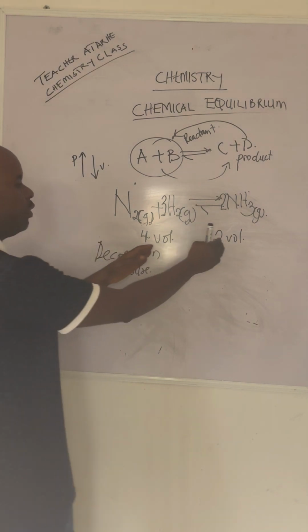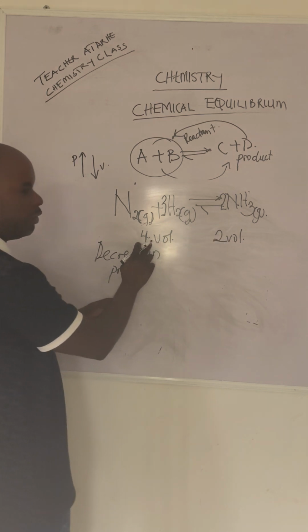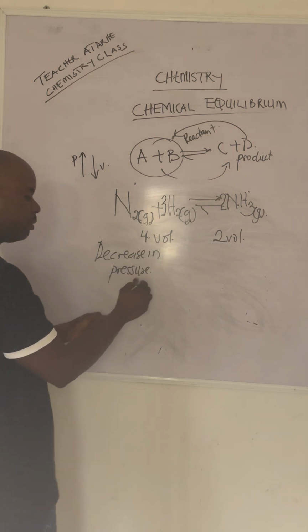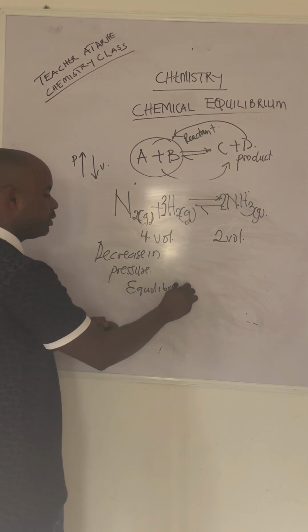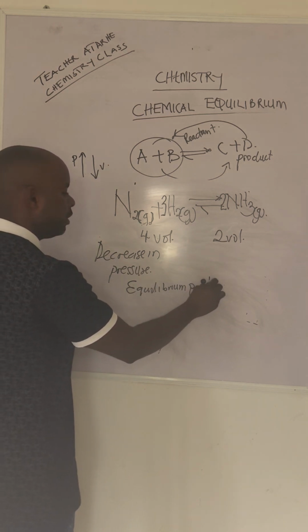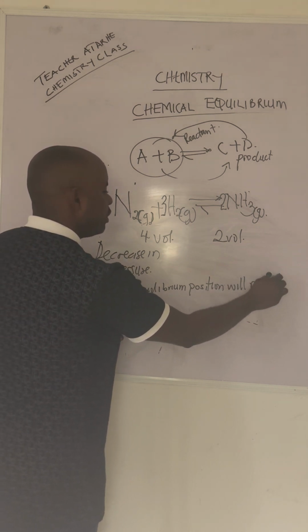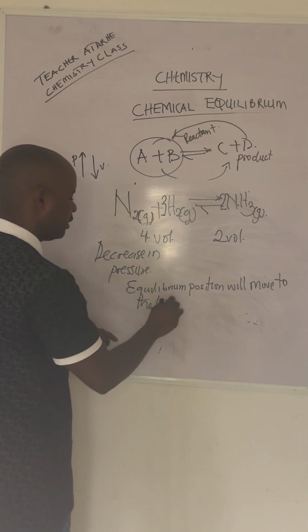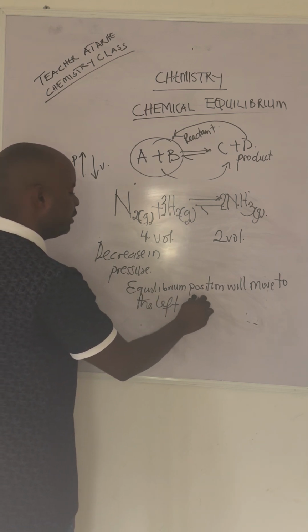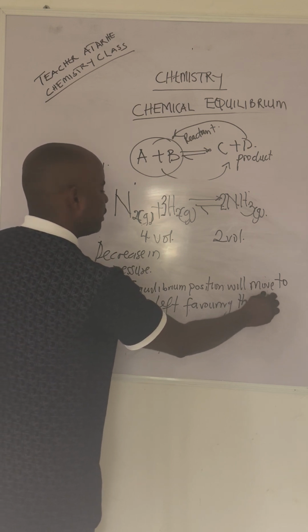If you check these two volumes, the highest one is the reactant. So the equilibrium position will move, or adjust, to the left, favoring the reactant.